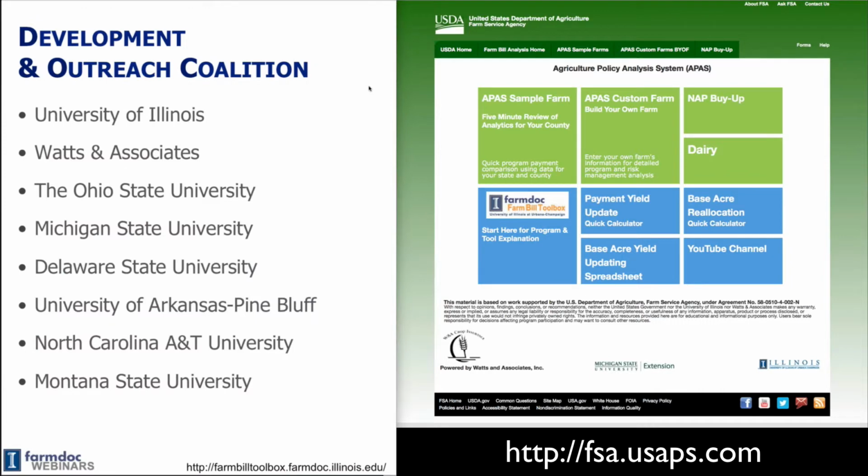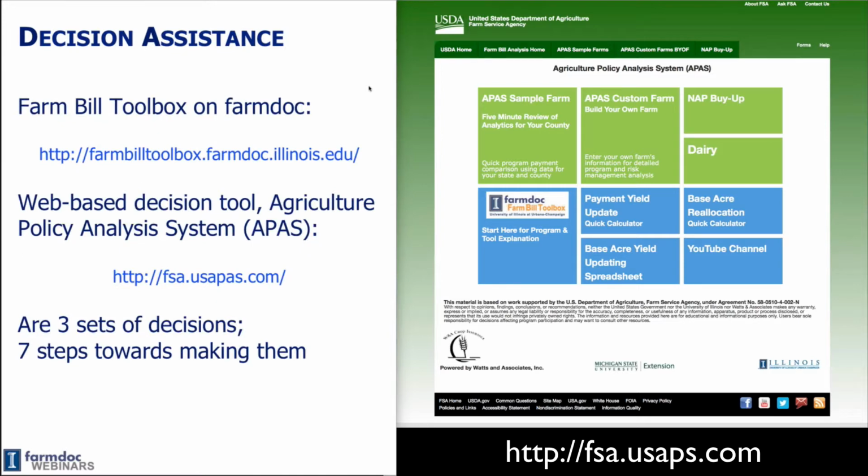Yeah, and this is not just an effort of the University of Illinois. We've had quite a few institutions involved. You see those listed over to the left. University of Illinois, Watson Associates did a lot of the APAS tool. Ohio State, Michigan State, Delaware State, University of Arkansas Pine Bluff, North Carolina A&T, and Montana State University have been involved in this effort. So we want to thank them for all their help in doing this.